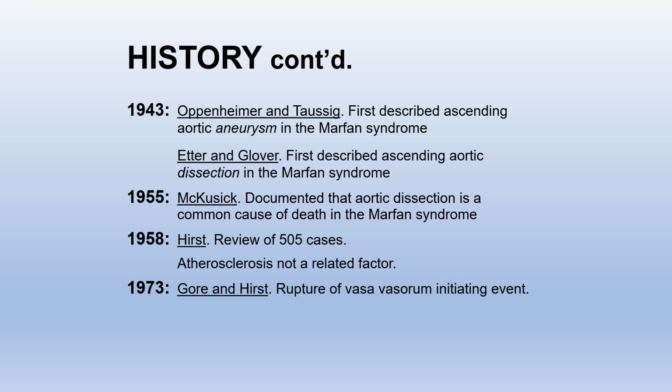In 1958, Hurst reviewed 505 cases of atherosclerosis and related factors. In 1973, Gore and Hurst showed rupture of the vasa vasorum as the initiating event.